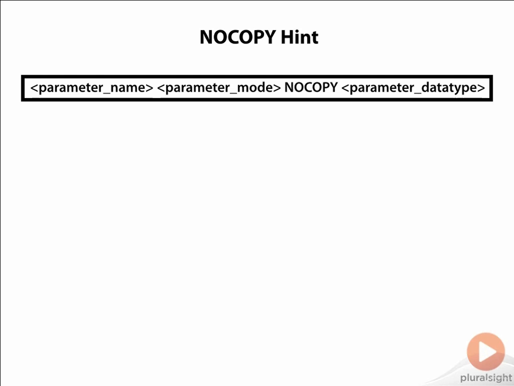NoCopy is a compiler hint which can be passed to an out or in-out parameter to ask the compiler to pass the parameters by reference and not by value. Its syntax is parameter name, parameter mode, NoCopy, followed by the parameter data type.